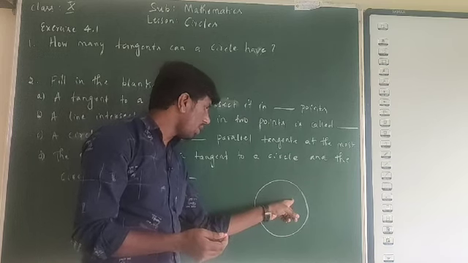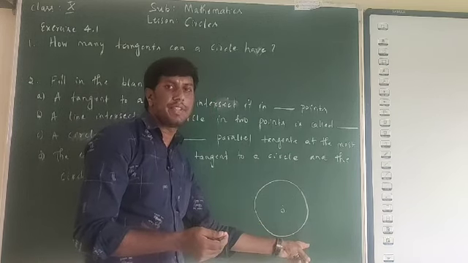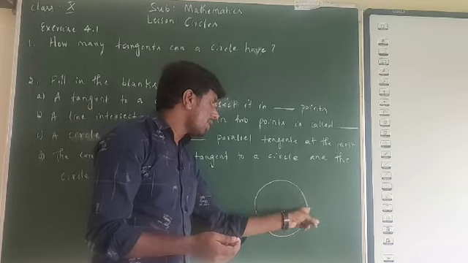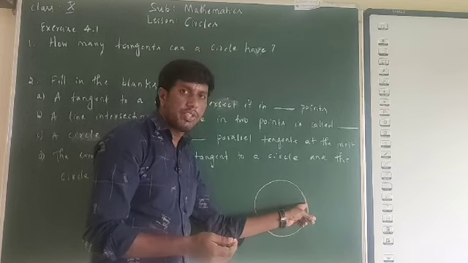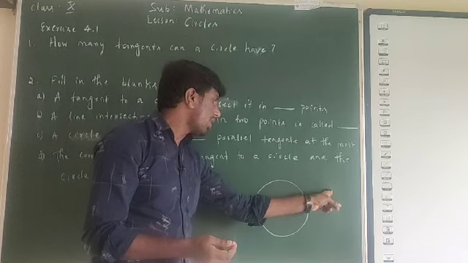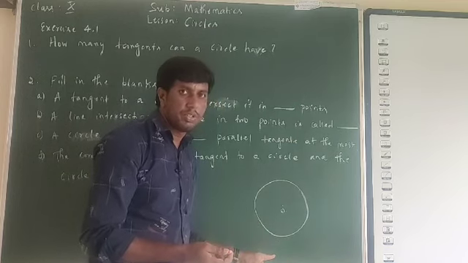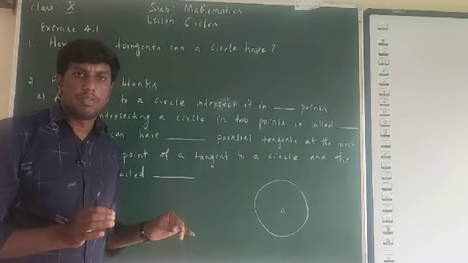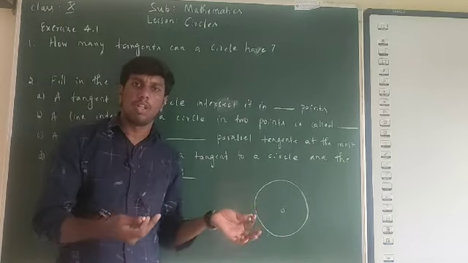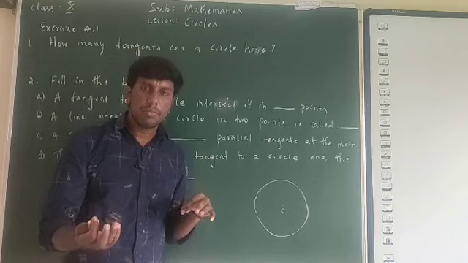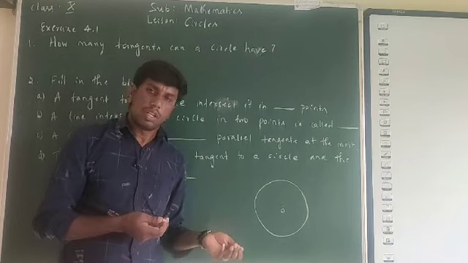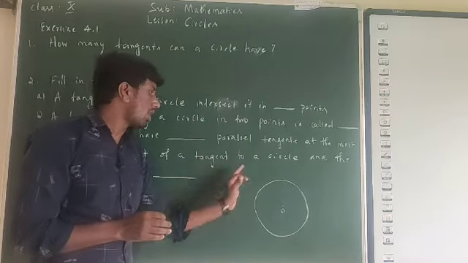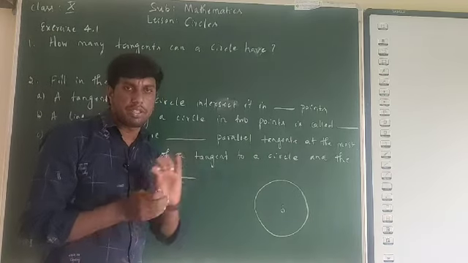Suppose the point is inside the circle, then I can say there is no tangent. If they have given a point on the boundary, then I will have one tangent. If I have a point outside the circle, then I have two tangents. But in this question, they didn't give the point, whether the point is inside, on the boundary, or outside the circle. How many tangents can a circle have?